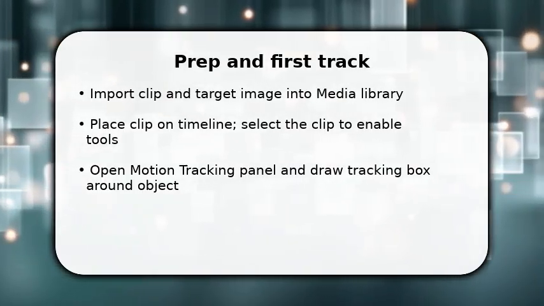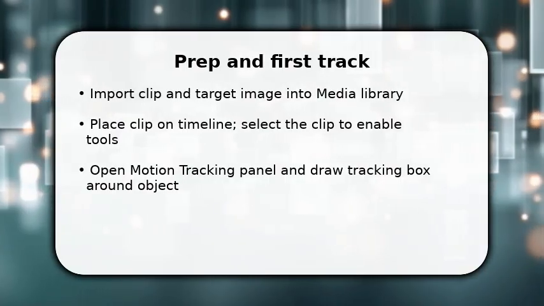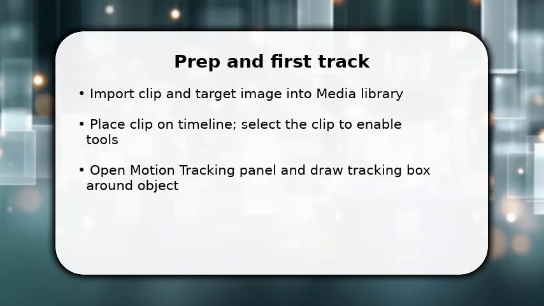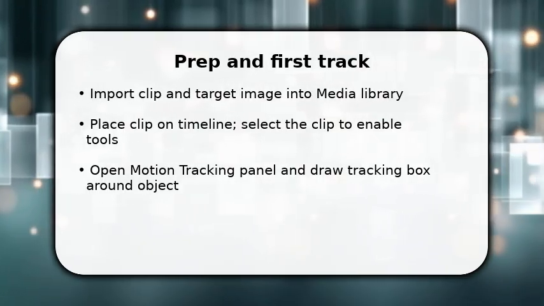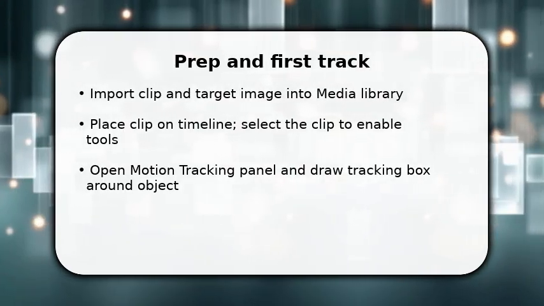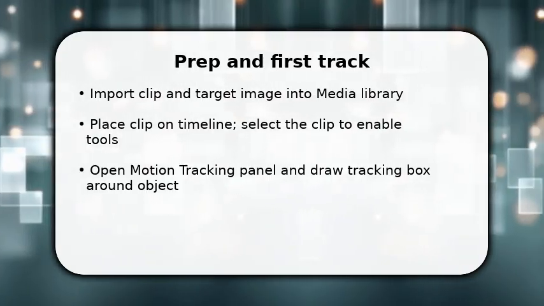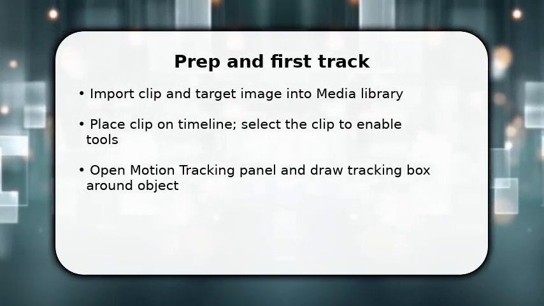Open Filmora's motion tracking panel and draw a tight tracking box around a clear, high-contrast part of the object. You want minimal occlusion and steady contrast so the tracker locks on. Once the box looks correct, press Track Forward. Filmora analyzes frame by frame automatically, so let it finish before moving on.